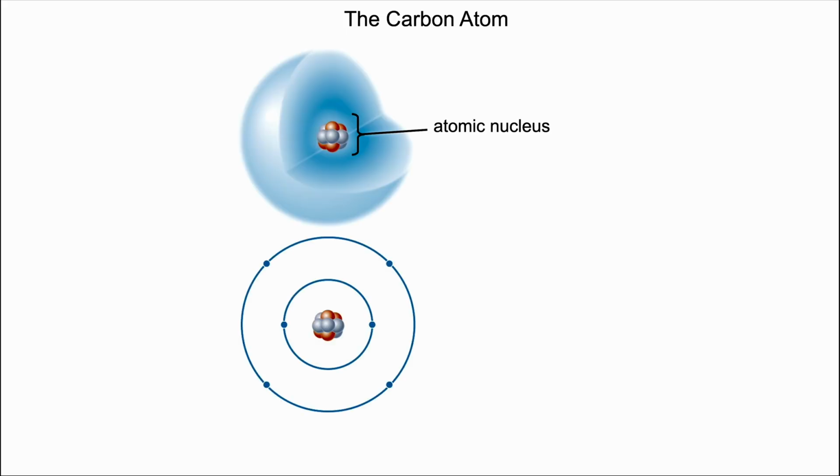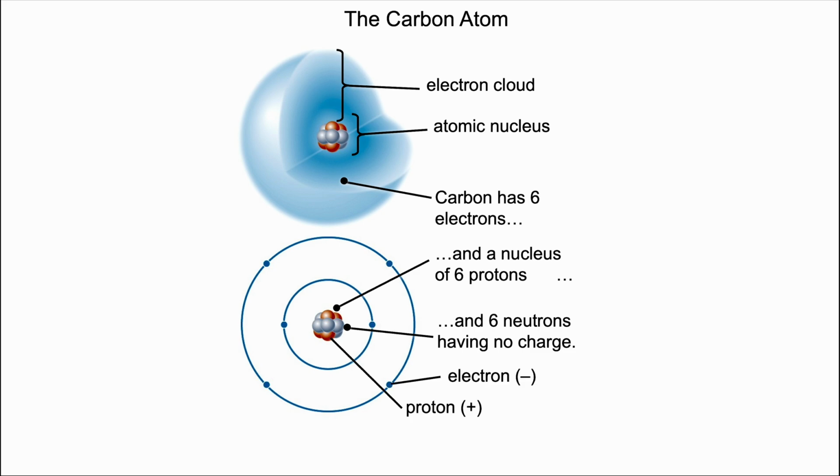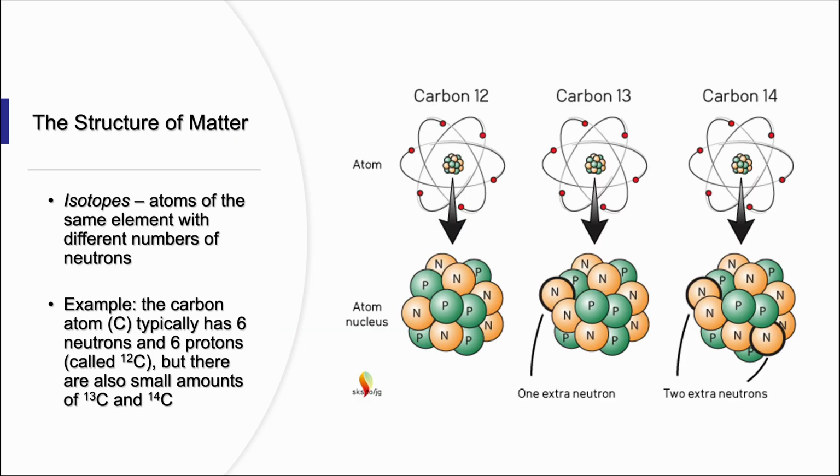The carbon atom, again, consists of an atomic nucleus and the electron cloud. This is carbon. The element has 6 electrons and a nucleus of 6 protons and 6 neutrons that have no charge. The electrons have a negative charge and the protons have a positive charge. Again, neutrons are neutral. The structure of matter also includes the production of isotopes.